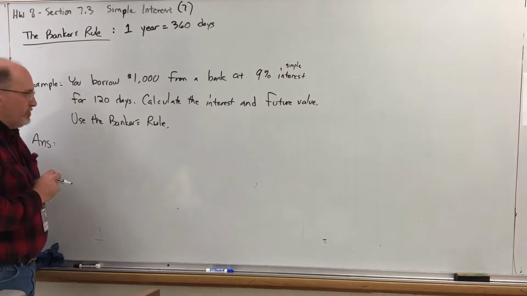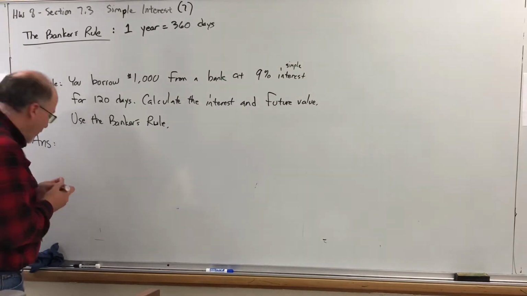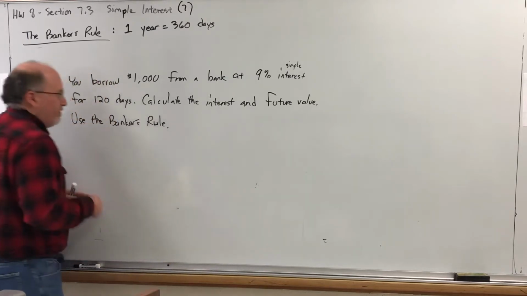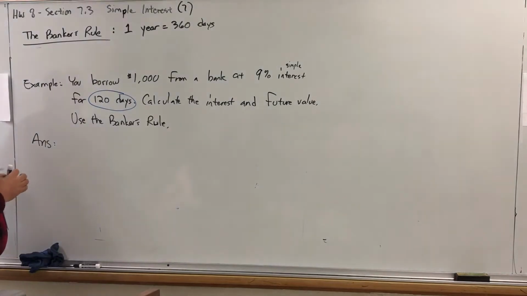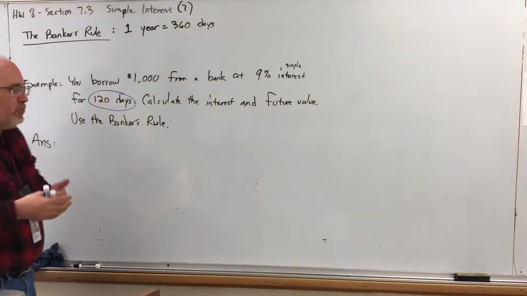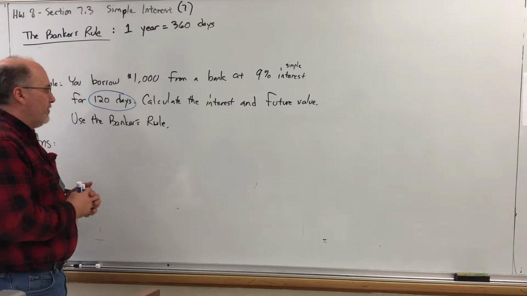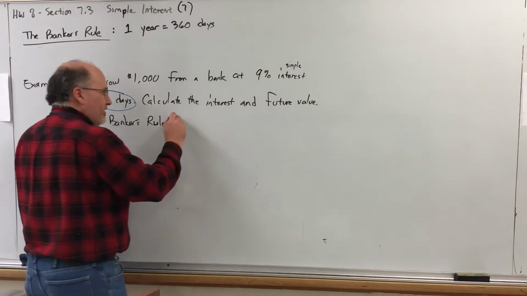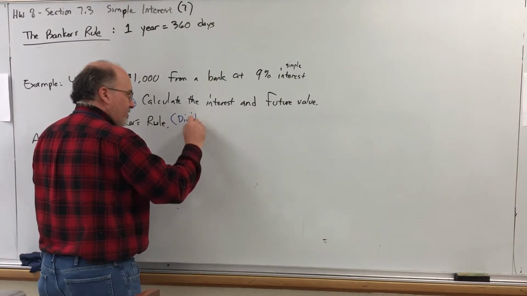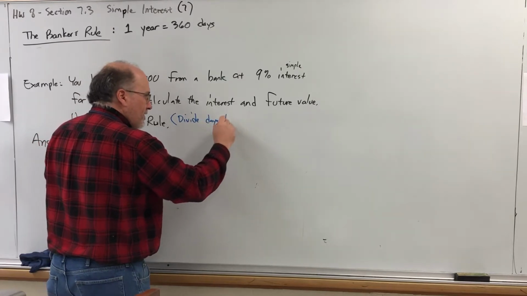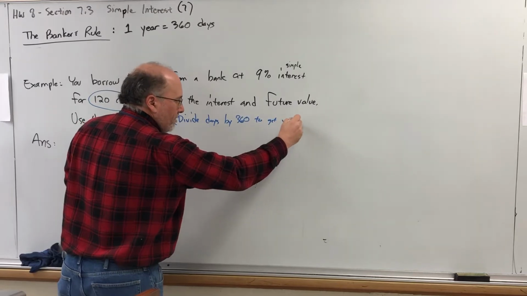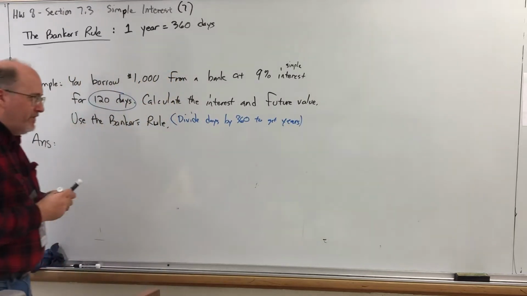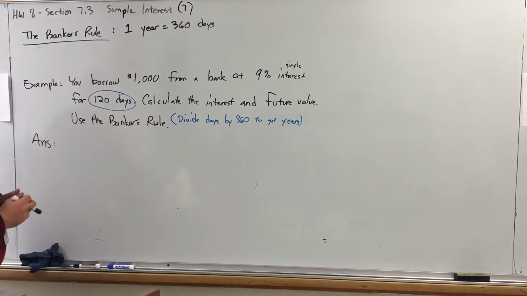You may notice in this particular investment problem, or borrowing problem, that we have a unit of measurement for the time that we haven't seen yet, and that would be days. Well, if it were months, we would divide by 12 to convert it to years. What the Banker's Rule basically says is to divide the days by 360 to get years. I know there are 365 days in a year. But let's see what happens if we use 360, and then I'll explain why 360 is used.